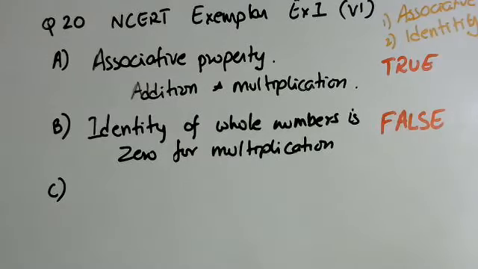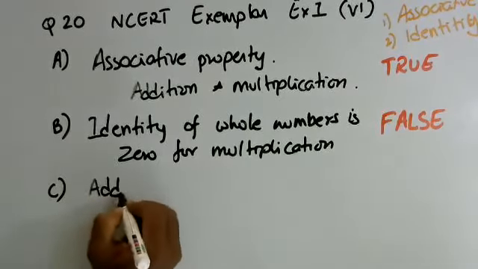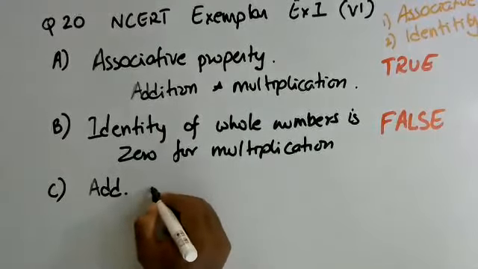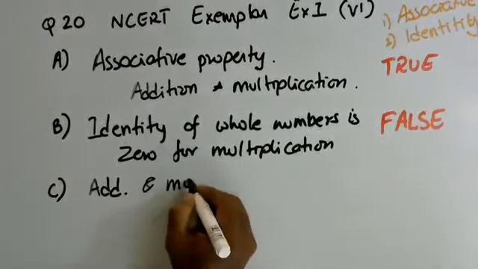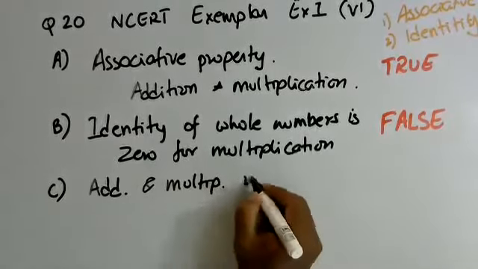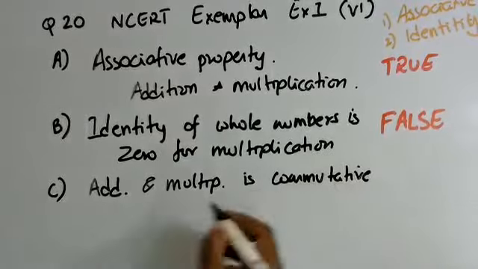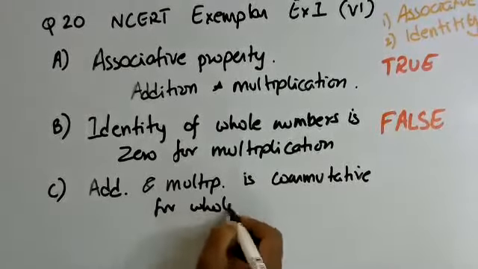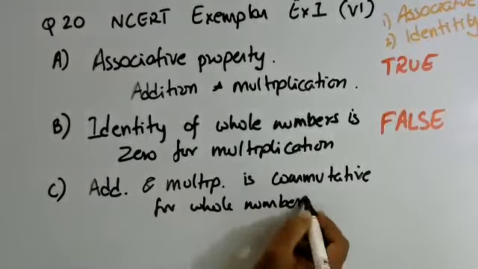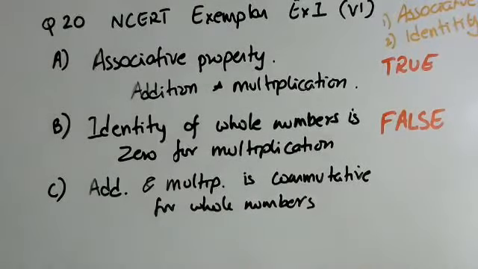So option C says, addition and multiplication are both commutative for whole numbers. I'm just going to use short form now. Addition and multiplication are commutative for whole numbers. All this is dealing with whole numbers. What does commutative property mean?